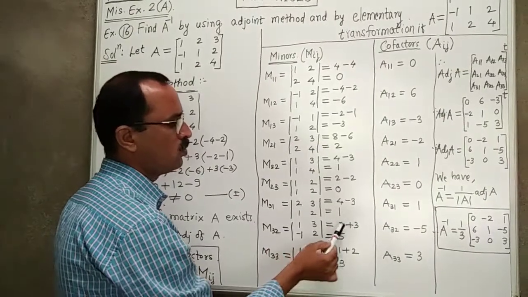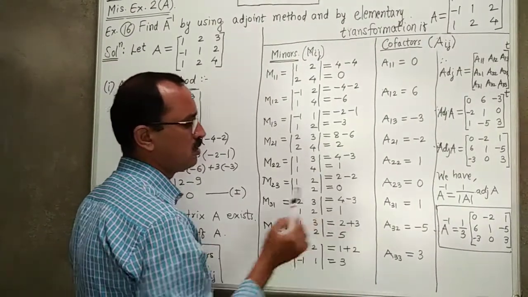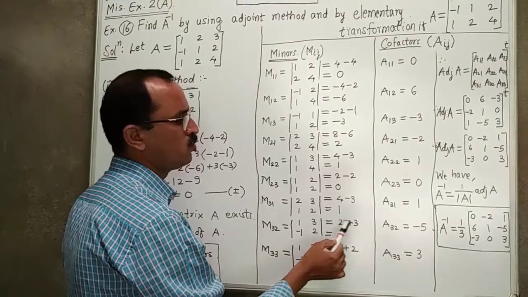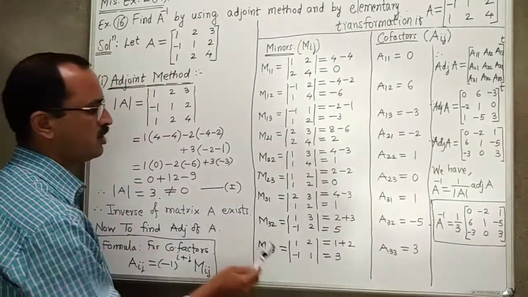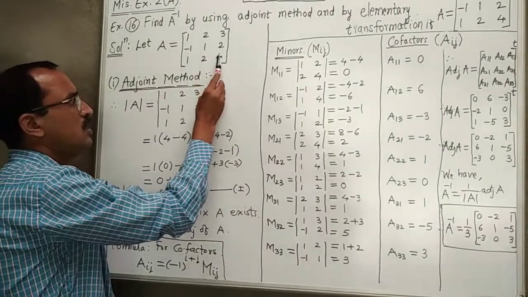So 1 into 2, 2 plus 3 minus plus 3. 2 plus 3 is 5. M32 is equal to 5. Now the last minor is M33. That is the minor of A33.